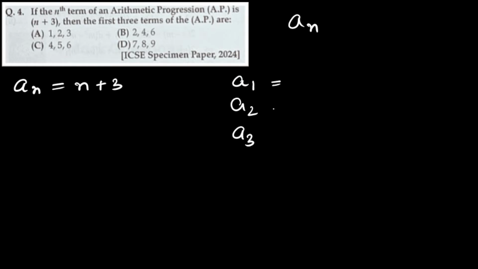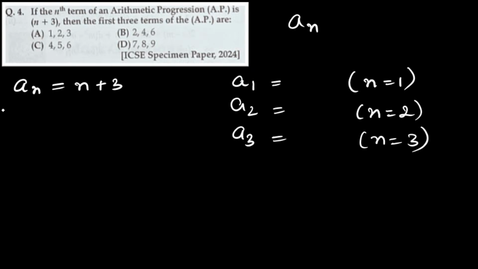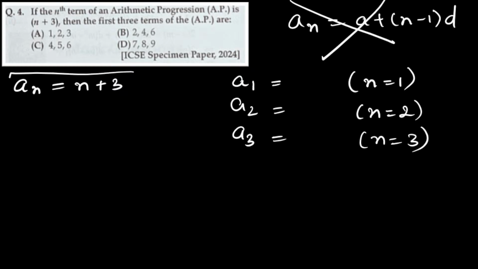First three terms. For first term, substitute n's value as 1. For second term, n's value is 2. For third term, n's value is 3. Now in this one, we don't have to use the formula a plus n minus 1 into d, because they have given us a formula. If any formula in the question is given, don't use the general formula, use the given formula.